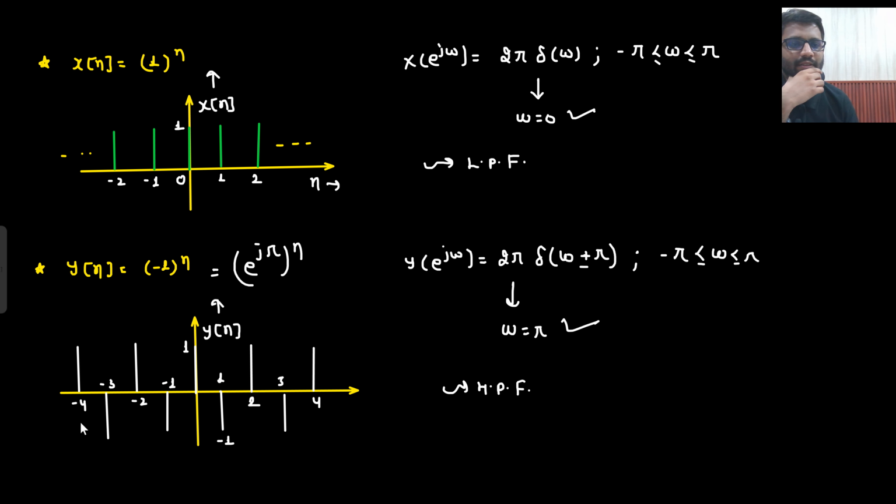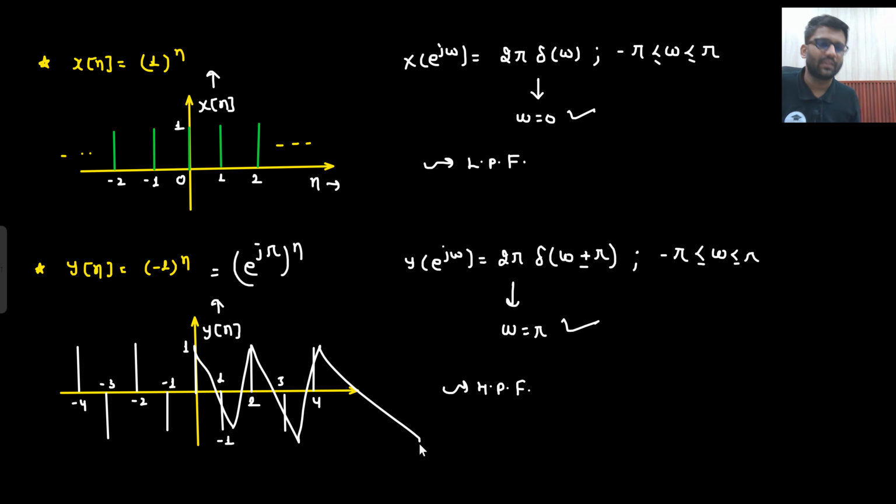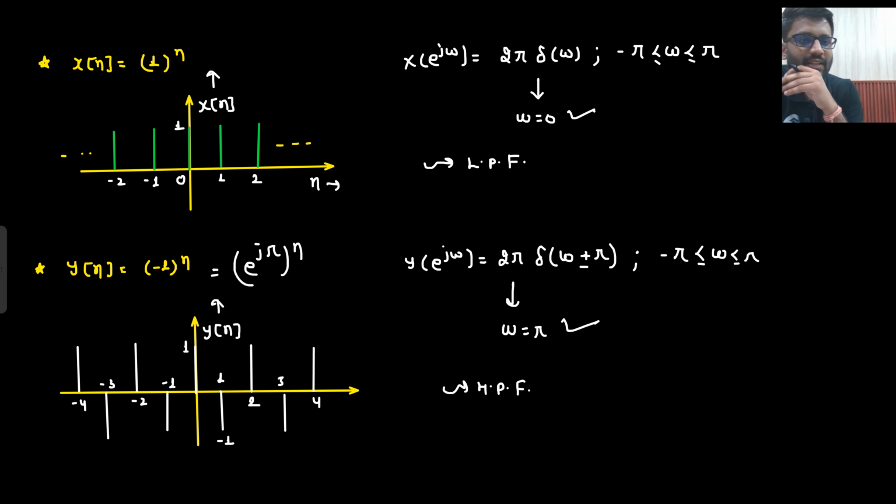So what you can see? x of n was not even changing. Forget about changing rapidly, it was not even changing. It was always 1. But this is changing rapidly: 1, minus 1, 1, minus 1, 1, minus 1. So if your time domain signal changes rapidly, that means there will be more of a high pass nature. And if it changes in a less rapid manner, that means it will have a low pass nature.